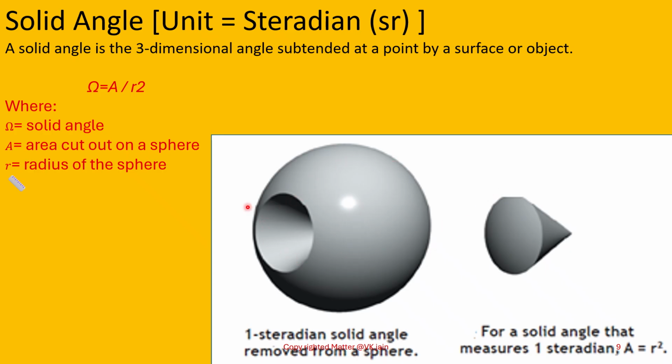Say this is a spherical area, and we are talking of one unit steradian area, which I have shown here also. So this is known as omega equal to area divided by square meter of radius, where omega is the solid angle, A is the area cut out on a sphere, this area, and r is the radius of the sphere.